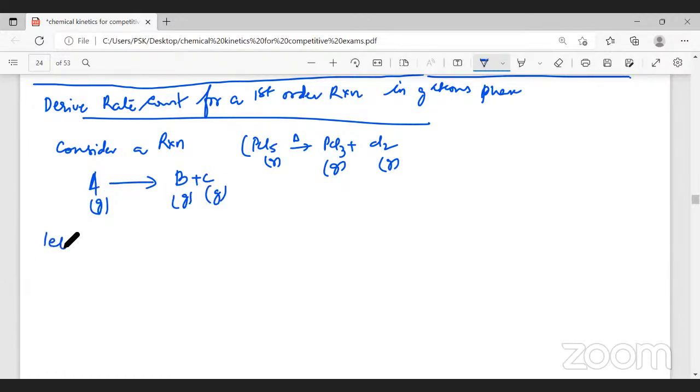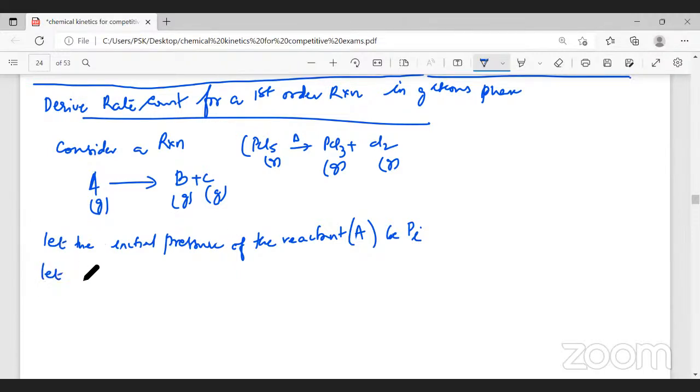Now we can write, let the initial pressure of the reactant, what is the reactant here? A. Let it be Pi. P stands for pressure and I stands for the initial pressure. And we can write, let X be the decrease in pressure. What do you mean by X be the decrease in pressure? Now from Pi, the decrease in pressure is X.